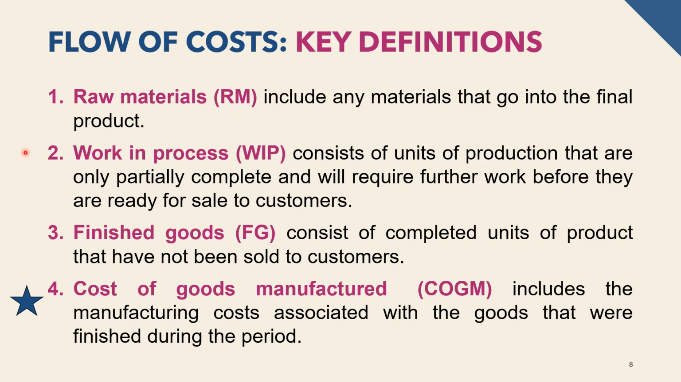Work in process consists of units of production that are only partially complete and will require further work before they are ready for sale to customers. We will use WIP to represent work in process. Finished goods, or FG, consist of completed units of product that have not been sold to customers, while the cost of goods manufactured, or COGM, includes the manufacturing costs associated with the goods that were finished during the period.